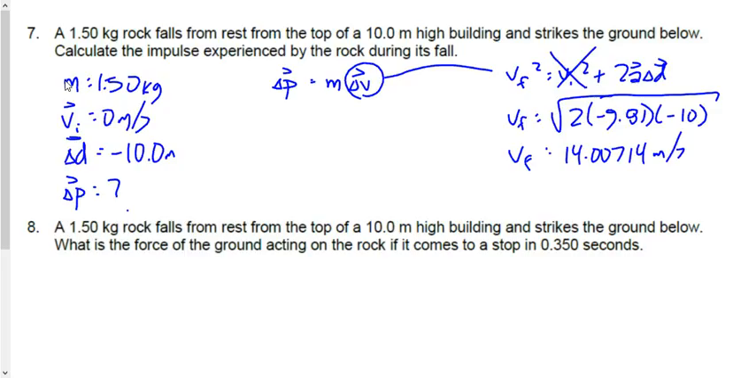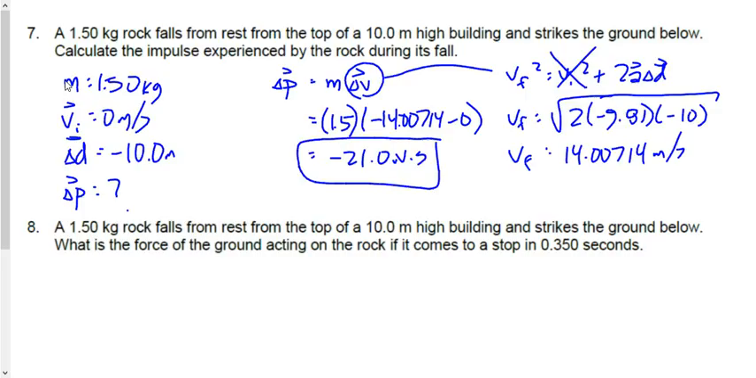So we're going to say it's 1.5 times negative 14.00714 minus 0, because the initial is 0. When we do the math there, it works out to be negative 21.0 Newton seconds. We gained momentum in the downward direction, the negative direction, which means that we have a downward impulse, or a negative impulse.